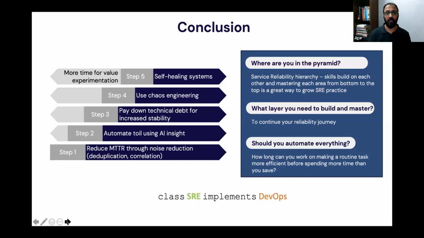And the last question, which is very important, is should you automate everything? We spoke about automating toil, but you might not need to automate everything in the environment, because if the time you're spending to automate certain work is more than the time you will save, you don't want to automate that activity. So it's very crucial to look at this parameter also.